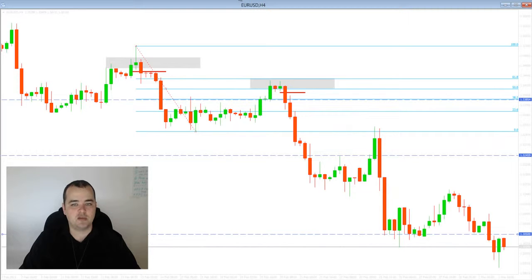Okay, so that's basically where you sell. You put your stop loss just above where the fib, just above where it actually went to. So basically here on this one, you put your stop.